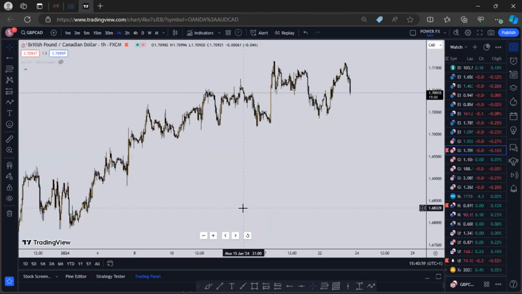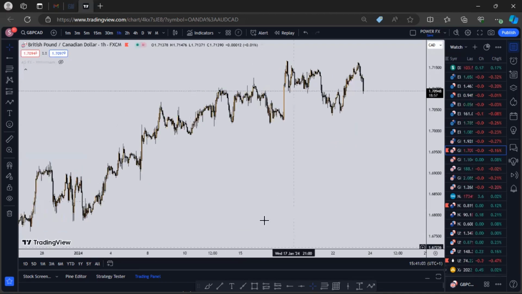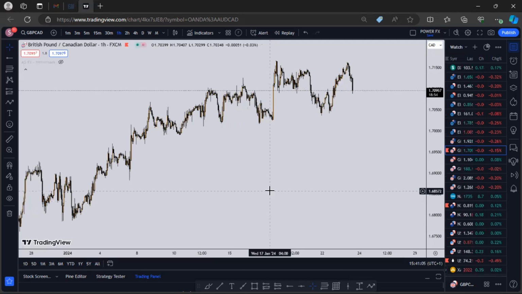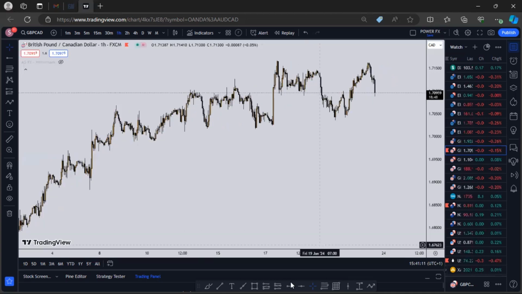I came to my 1 hour time frame to look for the current trend of the market. You can obviously see that the current trend of the market is going to the upside. So what I did was I identified a clear break of structure from the current trend of the market, a clear break of recent structure.